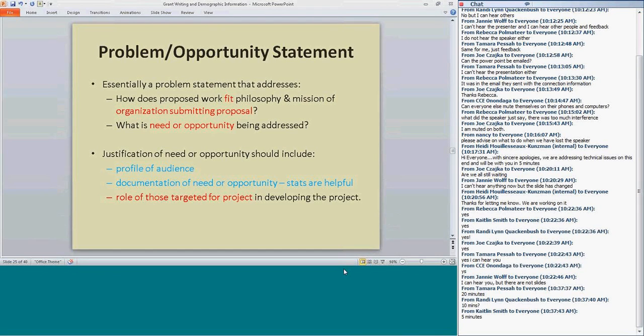Next is your problem, and I keep saying opportunity statement because we typically address it in terms of a need, but we also talk about opportunities. So you're just going to say, this proposed work that we're doing fits with the philosophy of our mission and our goals and also yours, and here's the need or opportunity that we're addressing. It's going to include, ideally, a profile of the target audience that you're serving. That may or may not be your broad audience that you just provided some additional demographic information or a broad context for. You may have to hone in.